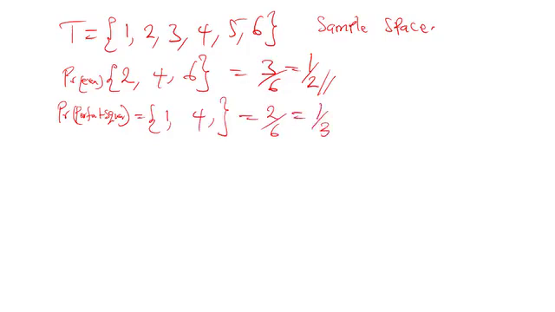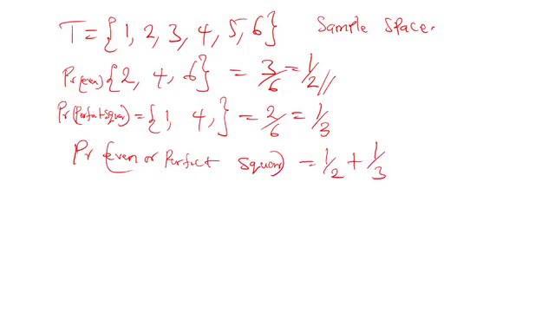So the probability of having even or perfect square is equal to 1 over 2 plus 1 over 3. Our LCM is 6. 6 divided by 2 is 3, 3 times 1 is 3, plus 6 divided by 3 is 2, 2 times 1 is 2, which is equal to 5 over 6. So the probability of having either an even number or a perfect square is 5 over 6.